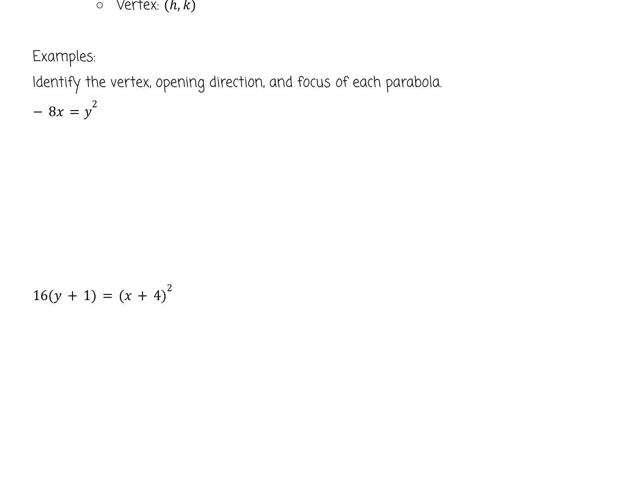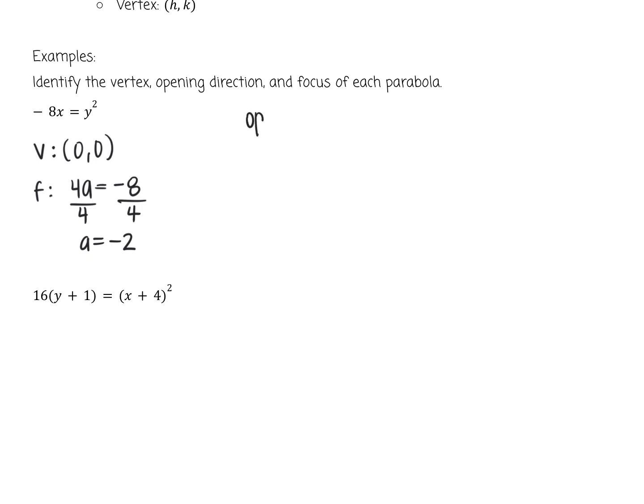So in our first examples, we're going to identify our vertex, opening direction, and focus for our parabolas. So negative 8x equals y squared, my vertex is going to be at (0, 0). For my focus, we're going to do 4a equals negative 8, divide by 4, and we're going to get a equals negative 2. Now, whether or not a gets subtracted from x or y is dependent on my opening direction. So because a is negative, I know it opens either left or down.